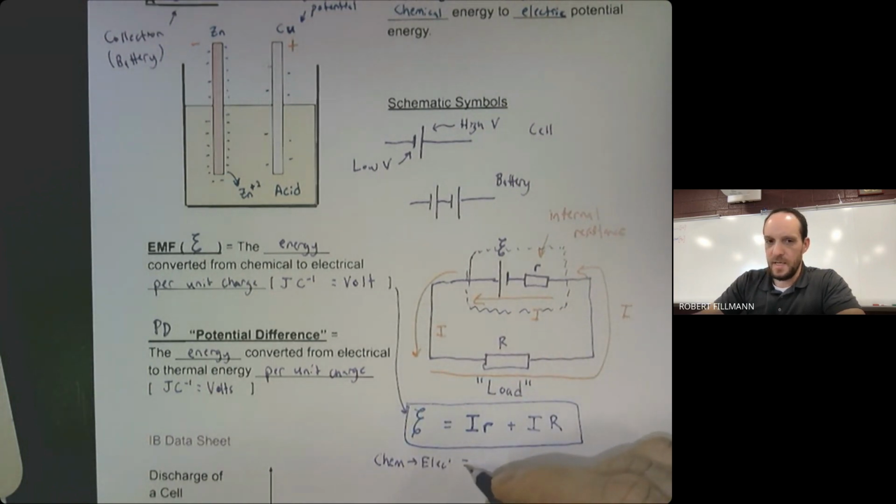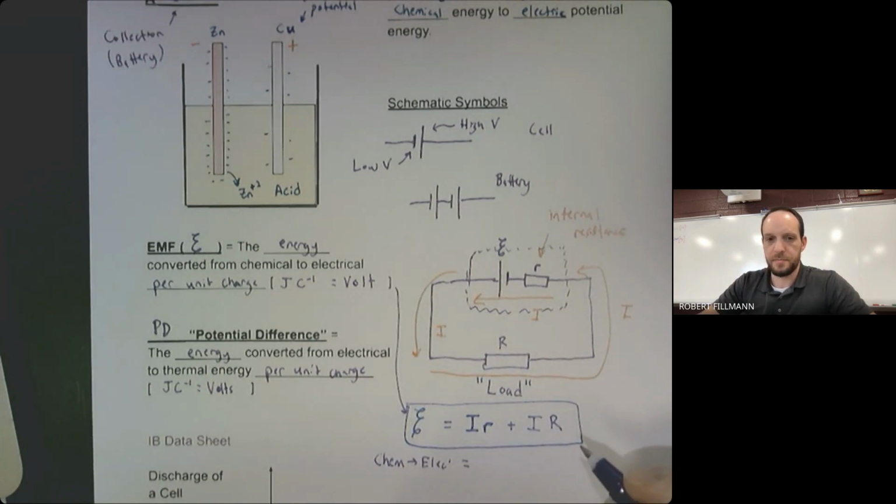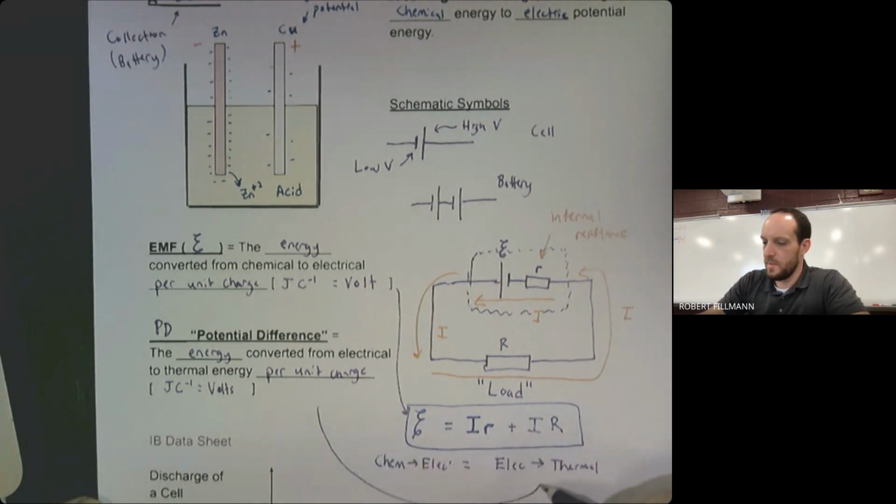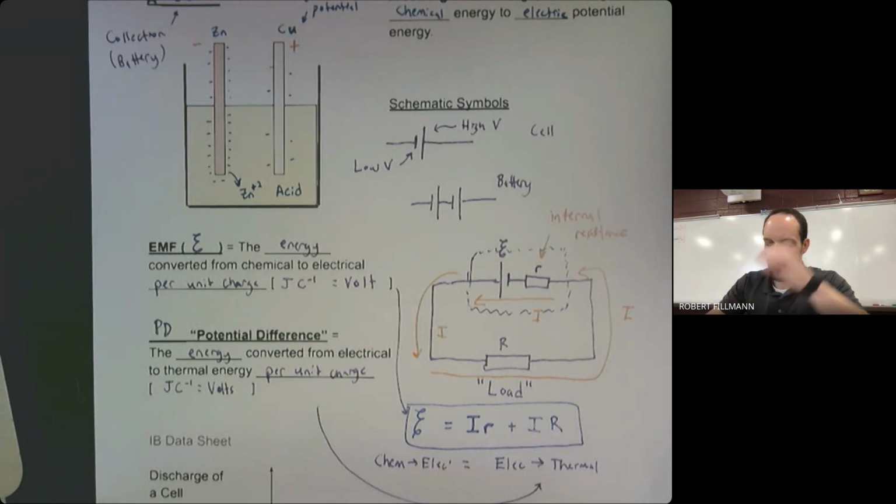And that has to be equal to what's happening over here on the right side of the equation, where electrical energy via the current is getting converted into thermal energy in the resistors. And it has to be the same energy. It has to be accounted for in both places. That's where the potential difference is happening over here.